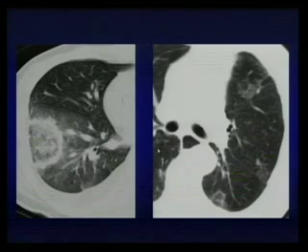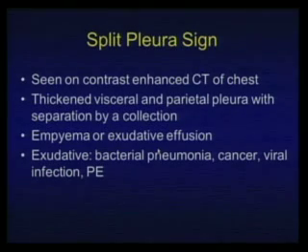So we don't know if it's secondary or primary. So mention organizing pneumonia. That is enough. Okay, split pleural sign is another sign that can be seen in chest CT. It cannot be seen in the chest radiograph, only in the CT.